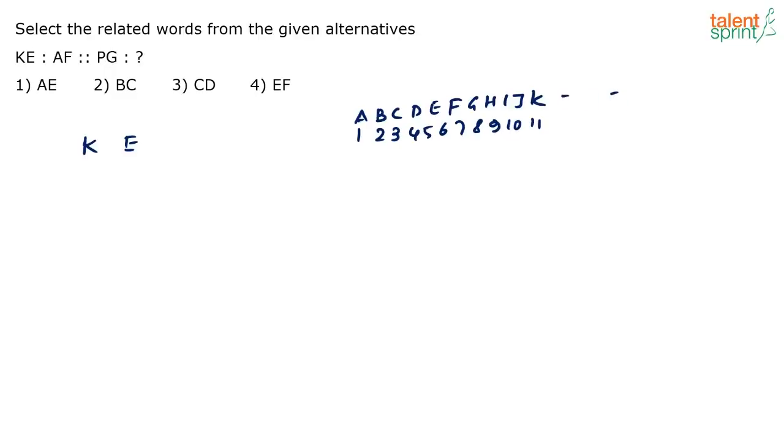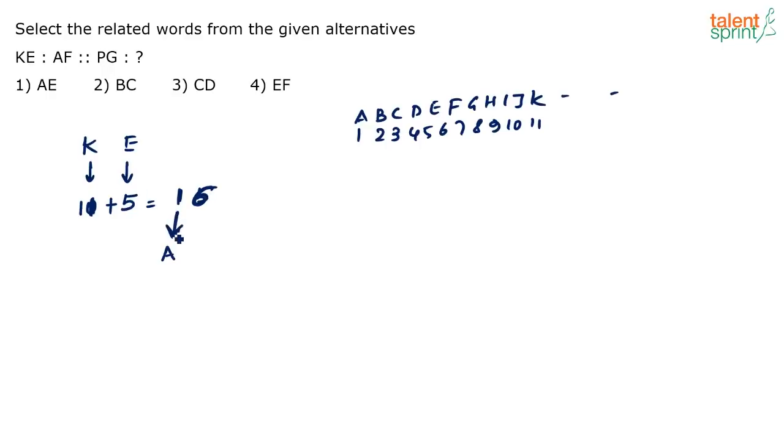Next one. KE is to AF as PG is to dash. The logic here is this: K and E. What is the position of K and E in the English alphabetical order? A is 1, B is 2, C is 3, and so on. The position of E is 5. Similarly, the position of K is 11. So 11 plus 5 is 16.